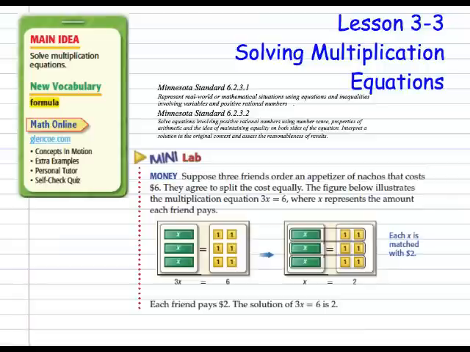3x is on the left side, and 6 positive 1s on the right side. 3x means 3 times x equals 6. To determine the amount each person would pay, we simply pair each x with 2 counters on the right, which means 1x, or x, equals 2, which means each person pays $2. The solution of 3x equals 6 is 2.